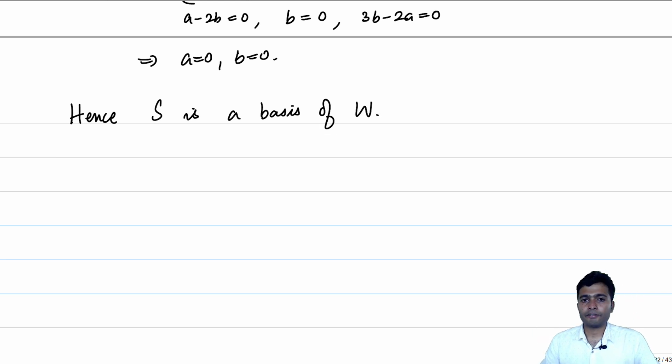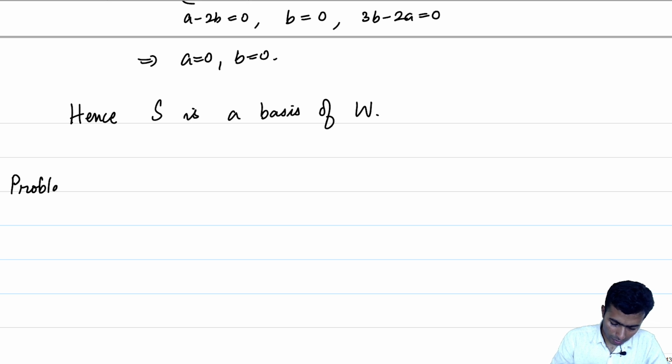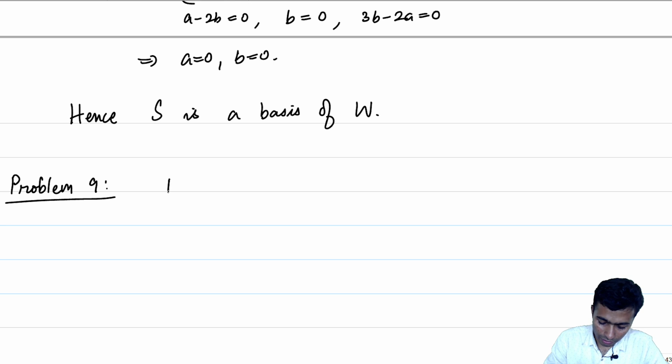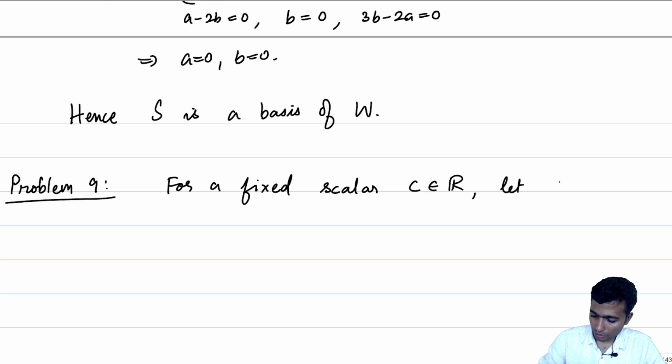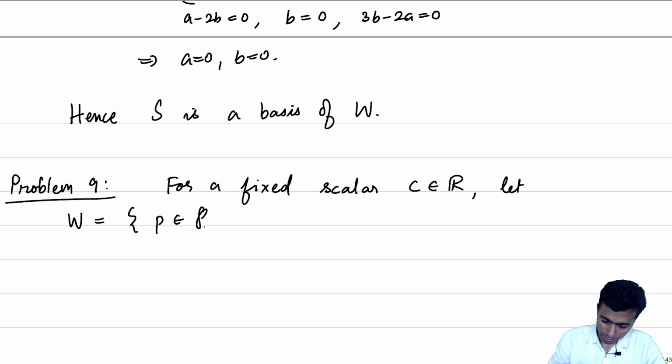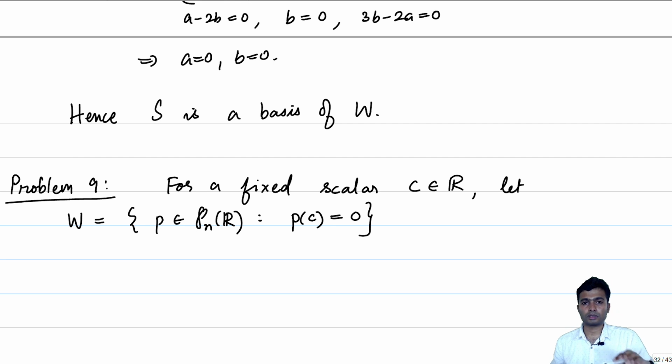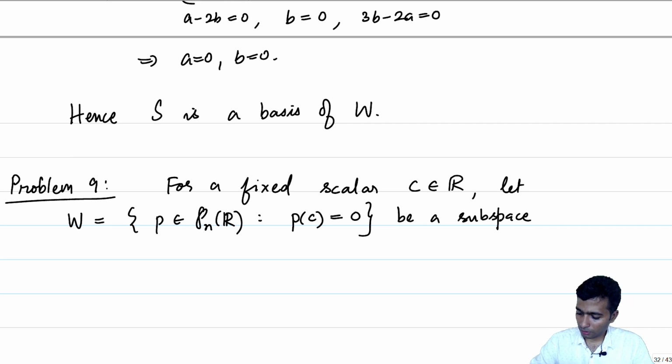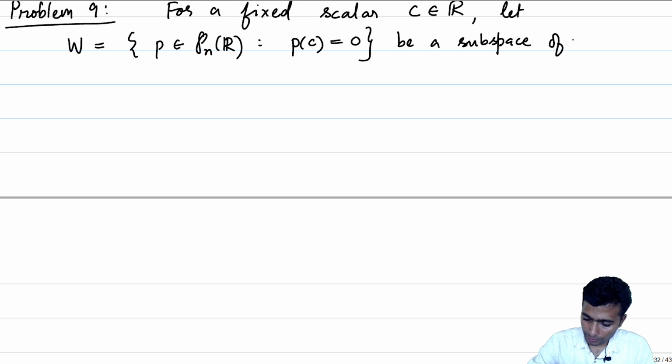So, the next problem demands that we determine the dimension of our given subspaces. Okay, so problem 9. For a fixed scalar C, let W be the set of all polynomials in Pn of R such that P of C is equal to 0. Check that this is a subspace of Pn of R. Find or determine the dimension of W.